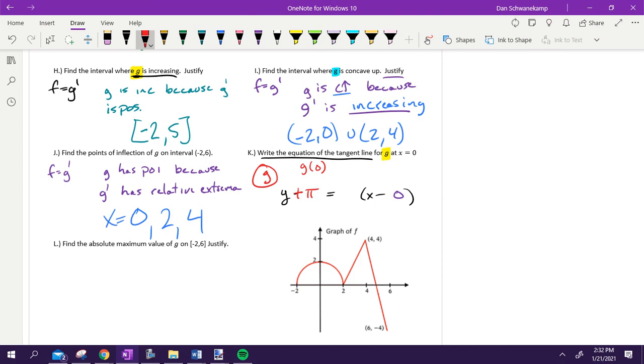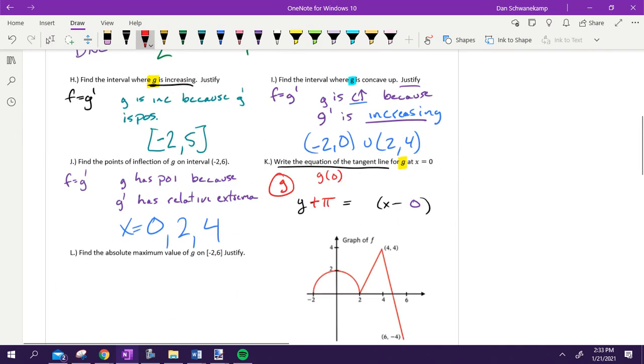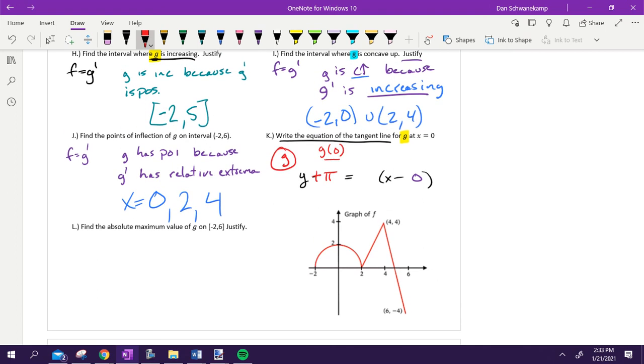Same idea here. What is going to go in for my slope? I want to know the slope of G at 0. It's 2. Because we wrote it down already. We wrote it down, G prime at 0. We found the slope of G at 0. That's exactly what we wanted. Don't forget what you're doing. We wanted G at 0. That was negative pi. But we also wanted G prime at 0. That was 2. We put that in there. We're good.